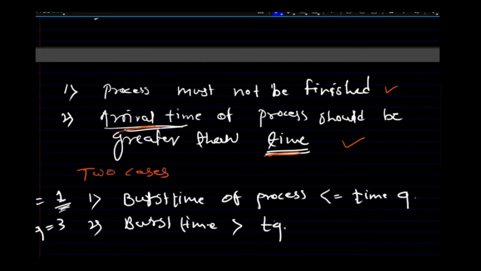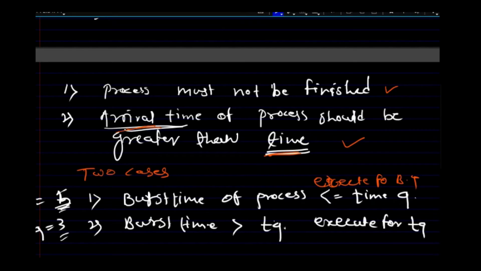If burst time of process is less than or equal to time quantum, then execute, let me write in another color, execute for burst time. And if burst time is greater than time quantum, so if burst time is 5 and time quantum is 3, how many units of time will you give to this process, whether 5 or 3? In this case, you will give 3 units of time. So execute for time quantum.